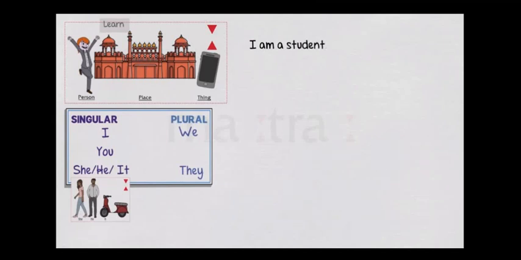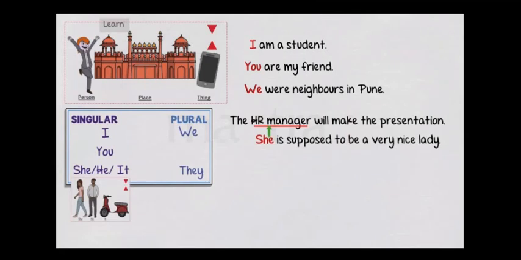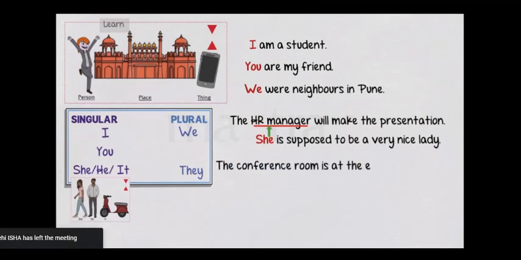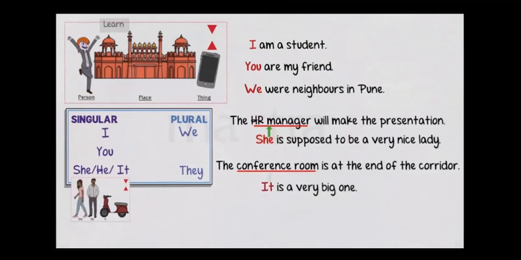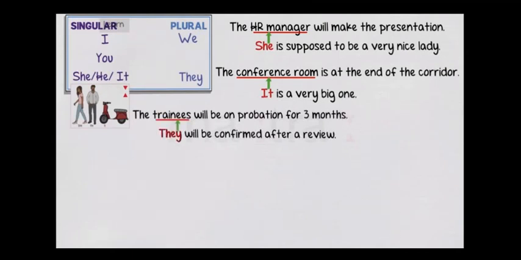I am a student. You are my friend. We were neighbors in Pune. The HR manager will make the presentation. She is supposed to be a very nice lady. The conference room is at the end of the corridor. It is a very big one. The trainees will be on probation for 3 months. They will be confirmed after a review.